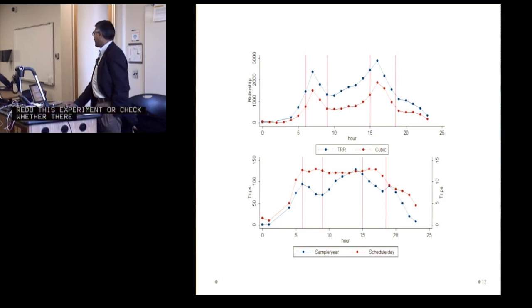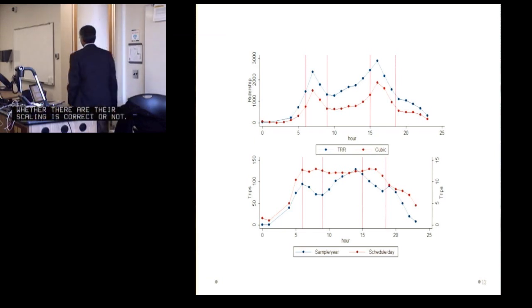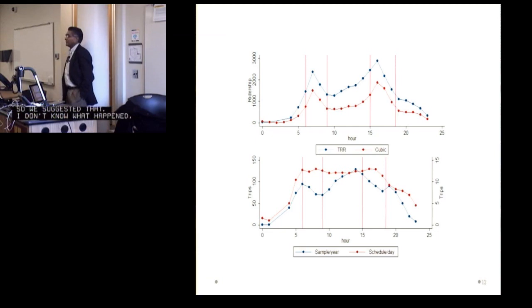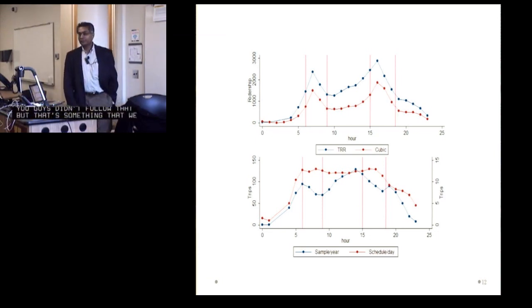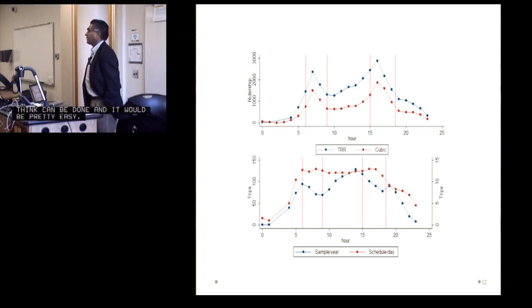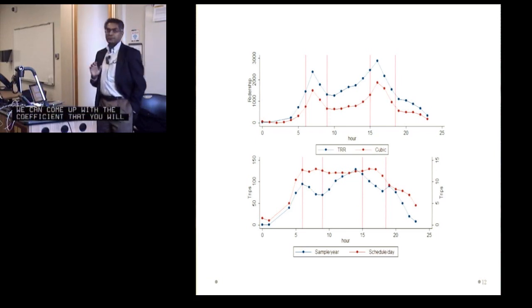So we suggested that. I don't know what happened. You guys didn't follow that, but that's something that we think can be done, and it would be pretty easy, fully automated. We can come up with the coefficients that you will use for each hour.